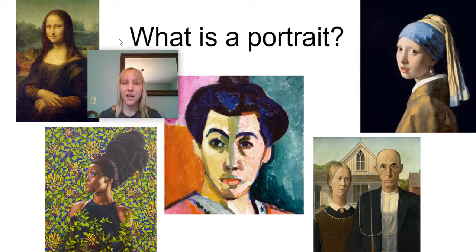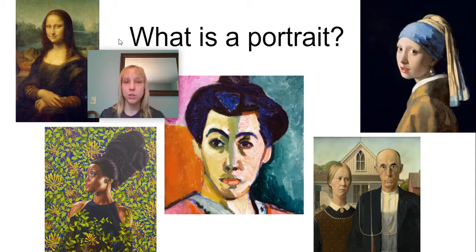So, first up, what is a portrait? Well, a portrait is an artwork, a drawing, a painting, a collage, a photograph that shows a person. It could be one person, it could be two people in this portrait. Traditional portraits are mostly shoulders and up for their head, but it could be your whole body too.